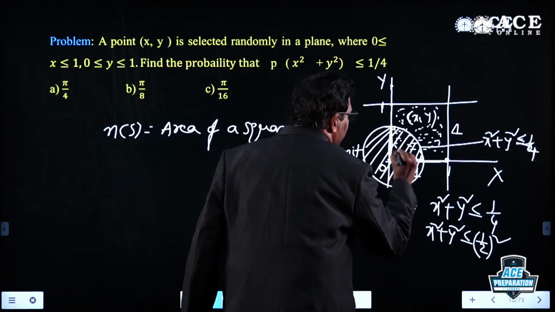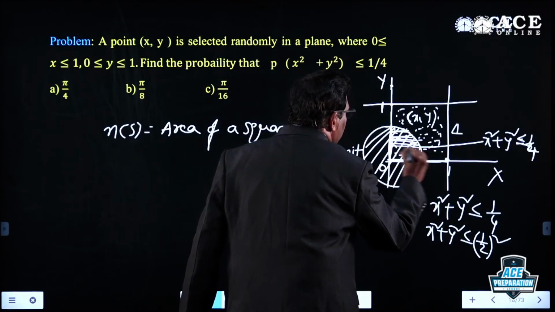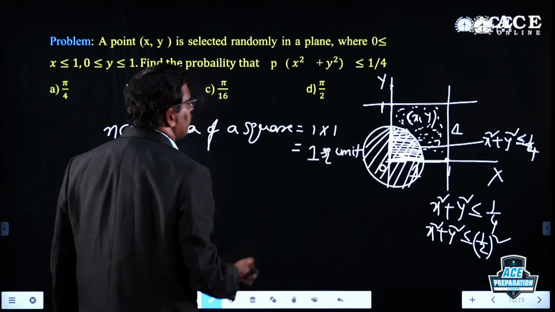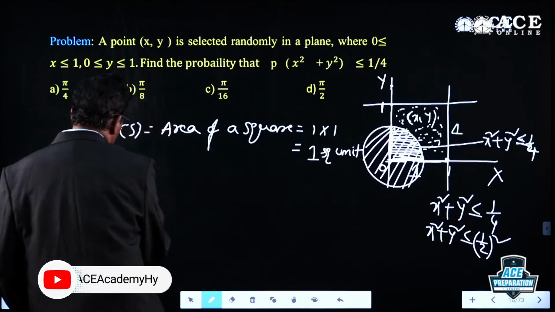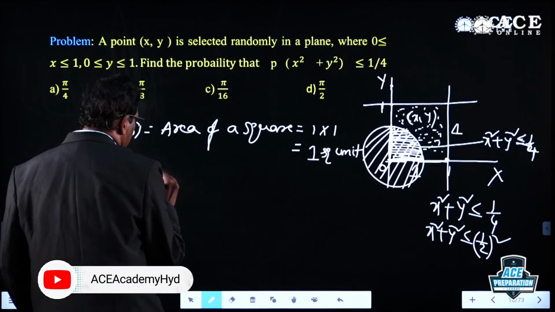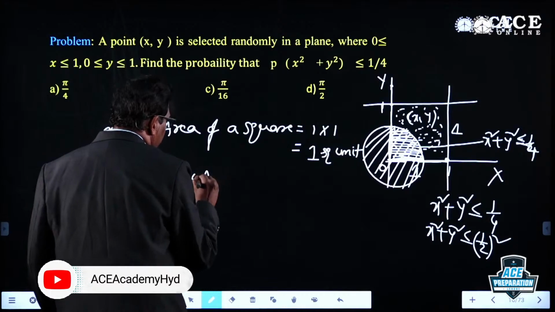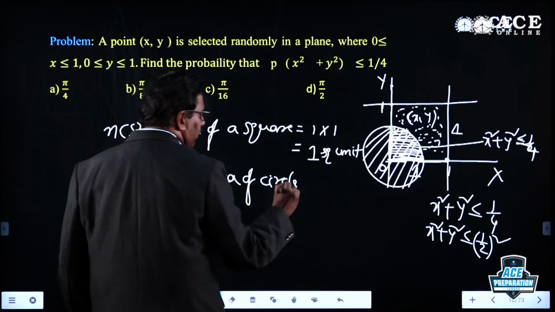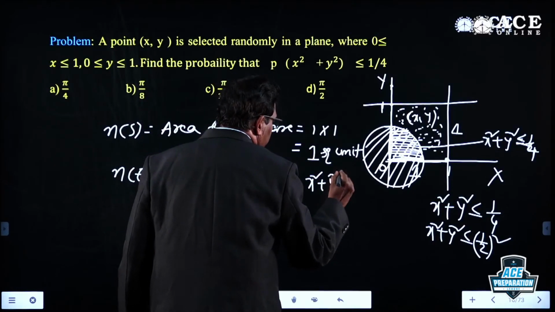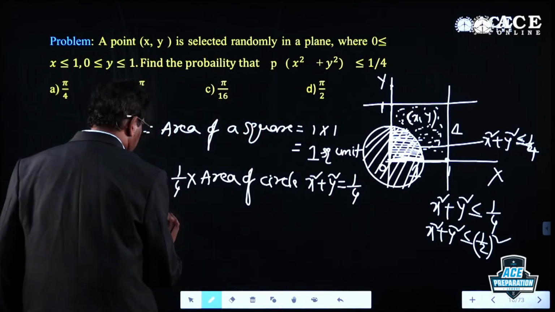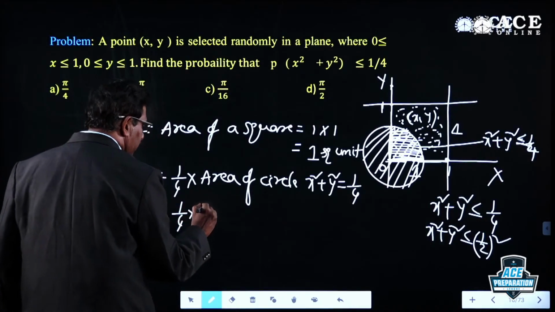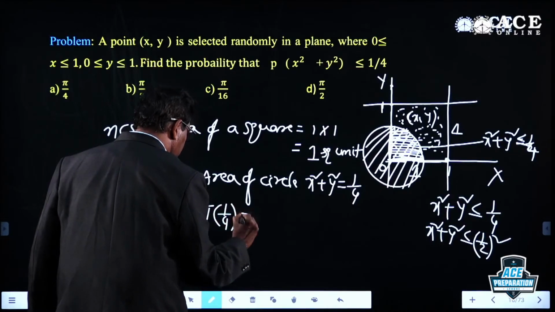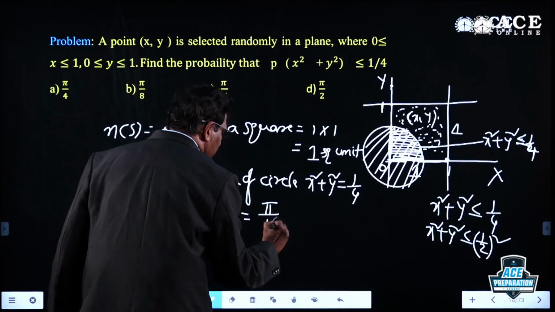Our favorable case is nothing but a part of the denominator only, meaning 1/4 of the area of the circle. So what is n of E here? n of E is equal to 1 by 4 into the area of the circle. What is the circle? x square plus y square is equal to 1 by 4. That is nothing but 1 by 4 into the area of circle, pi r square. What is r square here? 1 by 4. That is nothing but pi by 16.